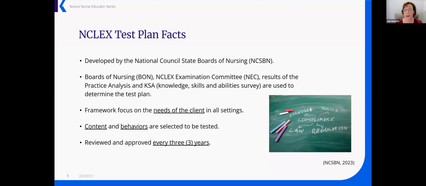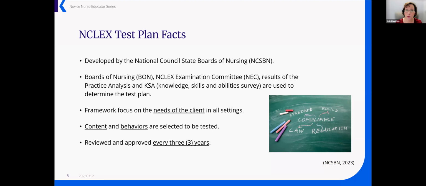Now, the practice analysis is where over 24,000 nurses are given a survey within their first year of practice. And then also the KSA is a survey that we give to practicing nurses to look at the knowledge, skills, and abilities of what a nurse needs. These are all used to determine the NCLEX test plan.